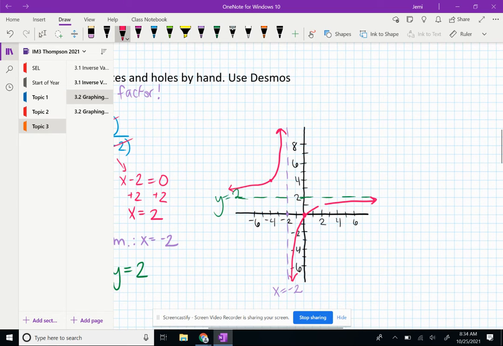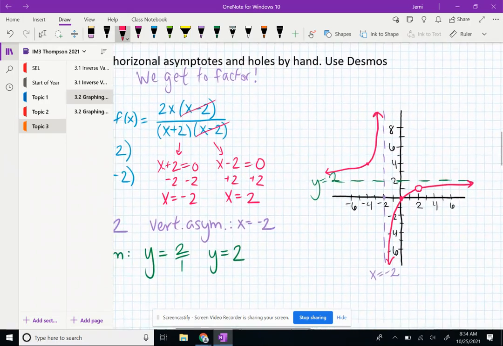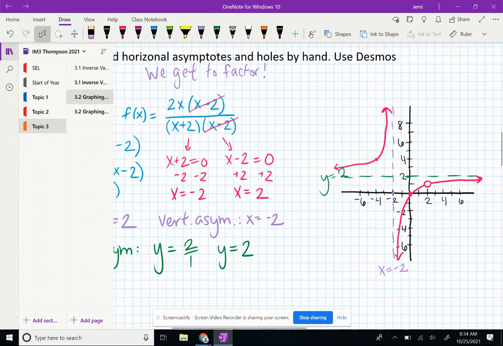Let me do that again. I'm going to put a little open circle wherever the graph would hit x equals 2. Why does that happen? It happens because the graph cannot exist at 2.